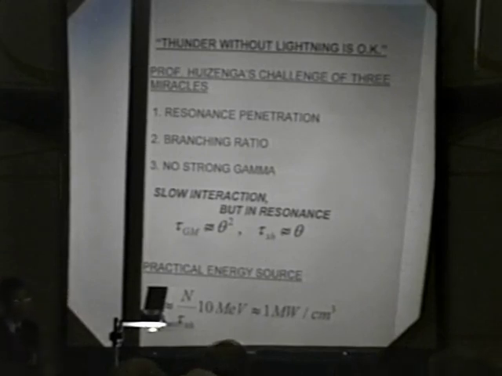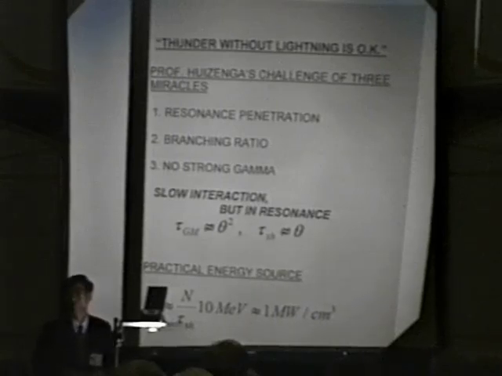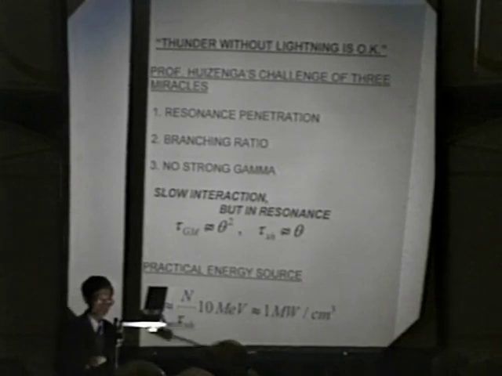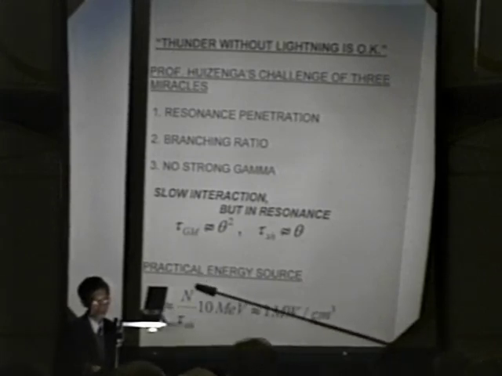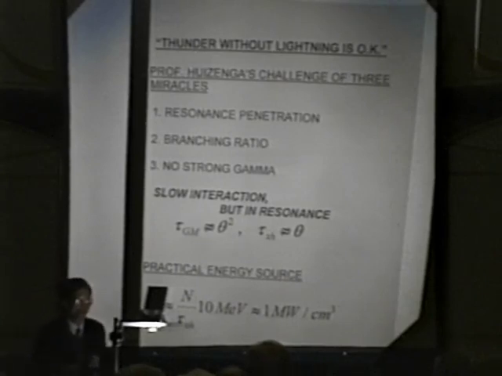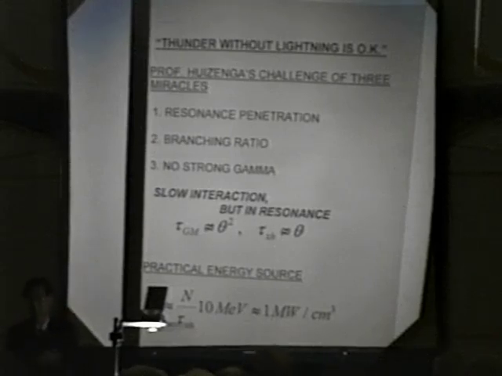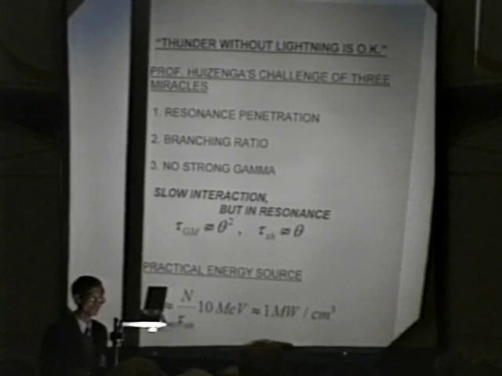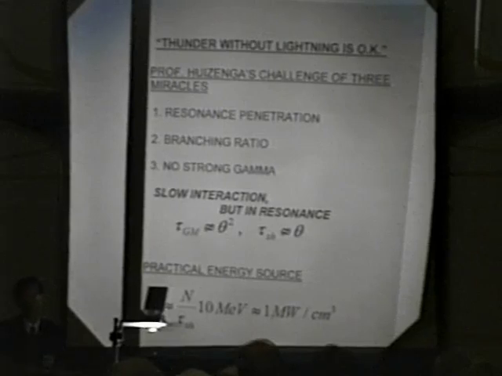The second point, this is a slow interaction, whether it's a practical energy source. Yes. The power density equals how many particles can be in resonance over this time constant. If we put all these numbers in, the maximum number is very close to the first Faraday number. It's 1 megawatt per cubic centimeter. So it's a practical, useful energy source. Thank you for your attention.